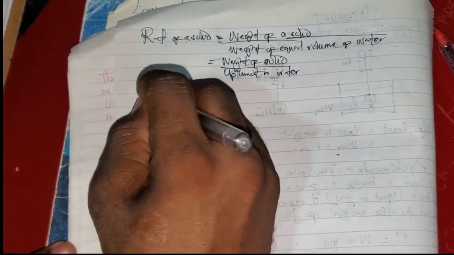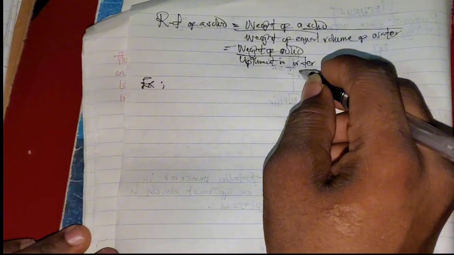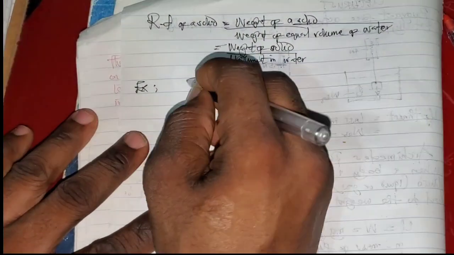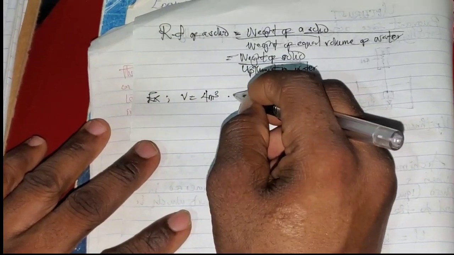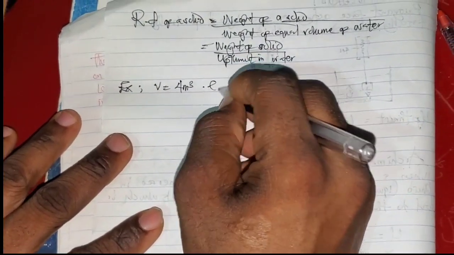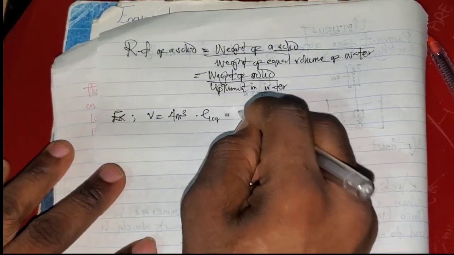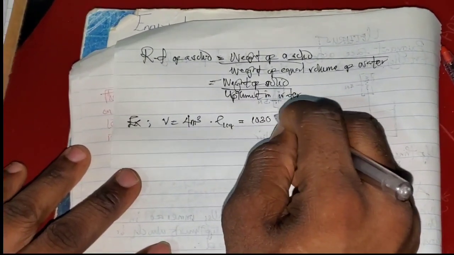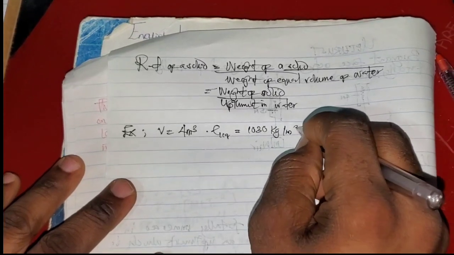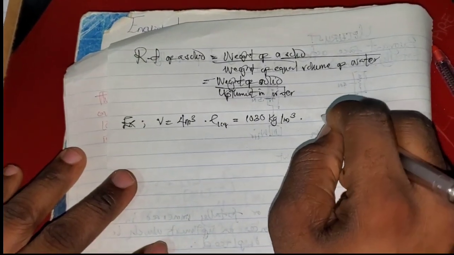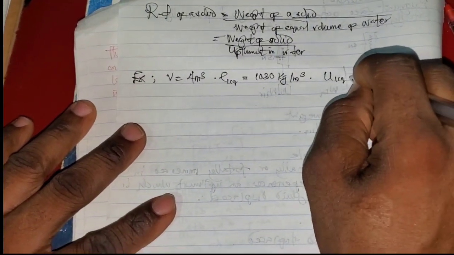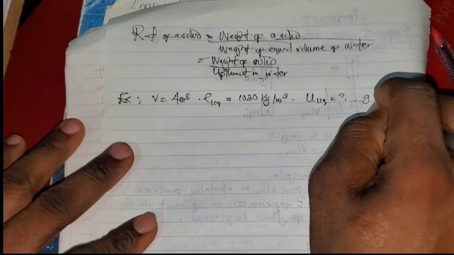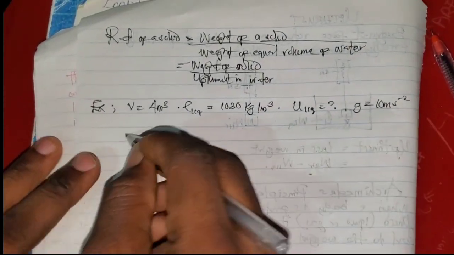Let's look at this example. For example, an object of volume 4 meter cube is totally immersed in a liquid of density 10^3 kilogram per meter cube. Calculate the upthrust. So we are looking for the upthrust of the liquid on the object, given that g equals 10 meter per second squared.